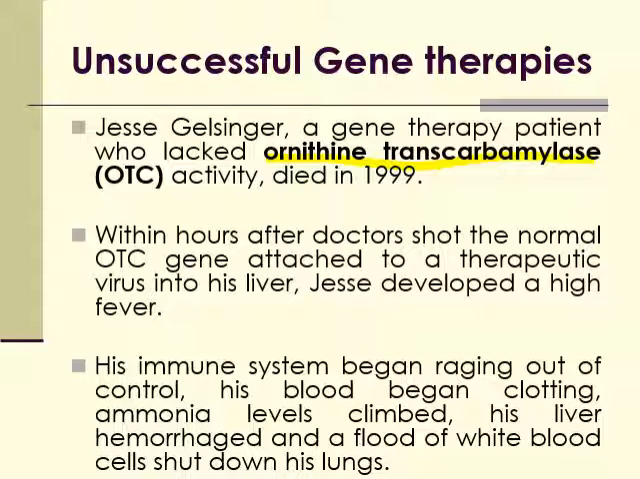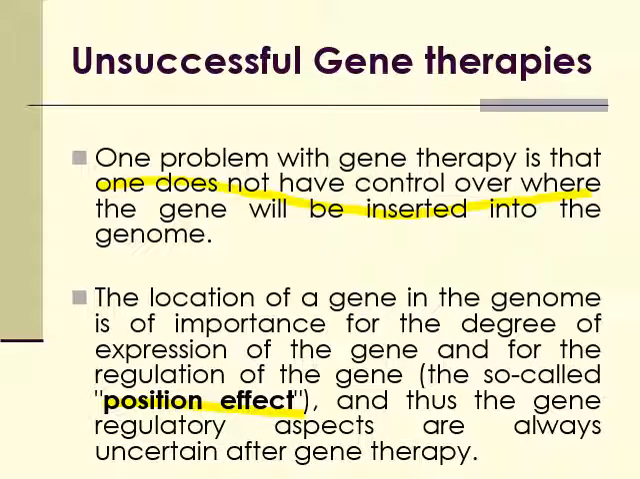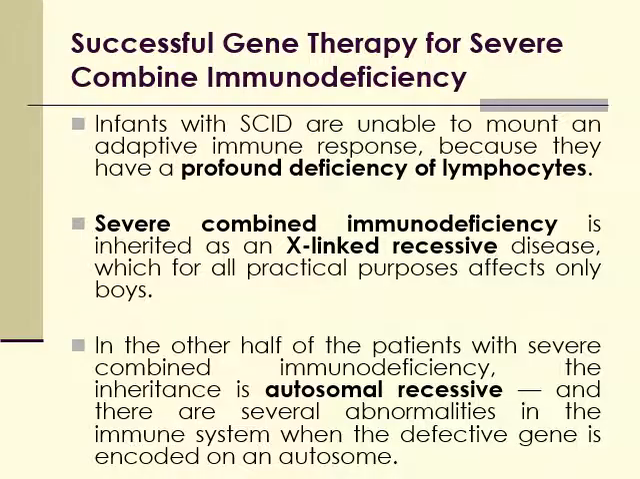After the doctor injected the normal OTC gene into Jesse, he developed a high fever, his immune system began raging out of control, his blood began clotting, ammonia levels climbed, his liver hemorrhaged, and a flood of white blood cells shut down his lungs. One problem with gene therapy is that one does not have control over where the gene will be inserted. This is called the position effect. So the gene regulatory aspects are always uncertain after gene therapy.